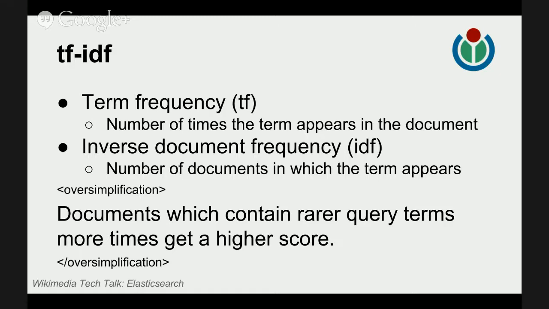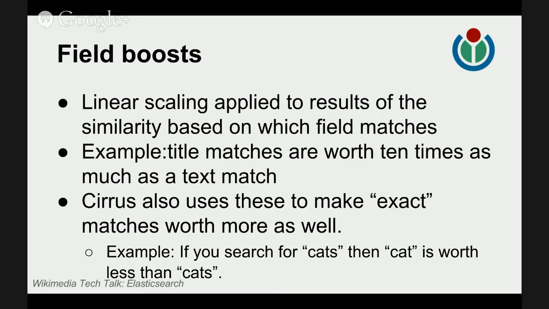On top of that, we boost certain fields, right? So when you search, you want, say, title to be worth, in our case, 10 times as much as matches in the article text. This is done by just multiplying the scores, and that's built into Elasticsearch. Cirrus also uses field boosts to make exact matches worth more. So if you search for cats, it'll still find cat, but cats plural will be worth more. It's something like 4 times more in Cirrus.